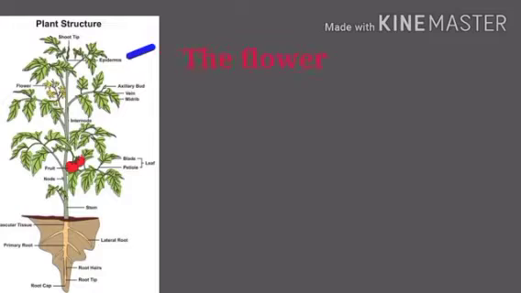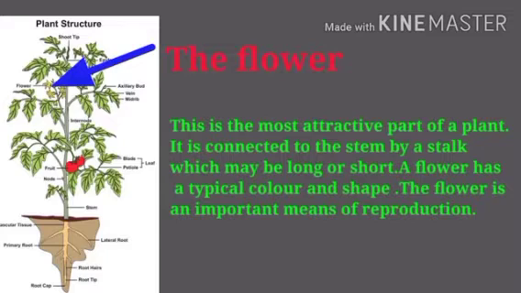Flower. This is the most attractive part of a plant. It is connected to the stem by a stalk, which may be long or short. A flower has a typical color and shape. The flower is an important means of reproduction.